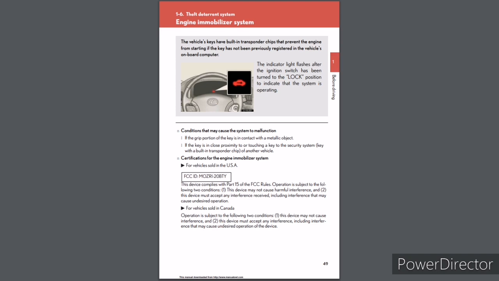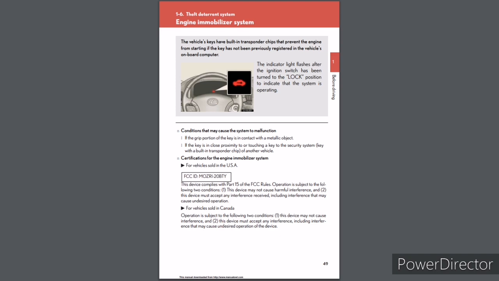The indicator light flashes after the ignition switch has been turned to the lock position to indicate that the system is operating. Conditions that may cause the system to malfunction: if the grip portion of the key is in contact with a metallic object, if the key is in close proximity to or touching a key to the security system, or a key with a built-in transponder chip of another vehicle.